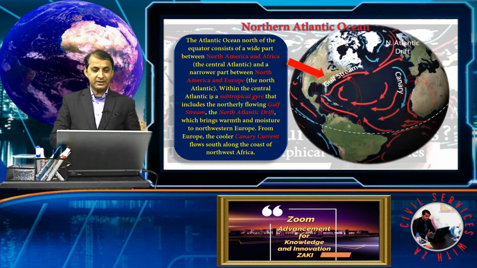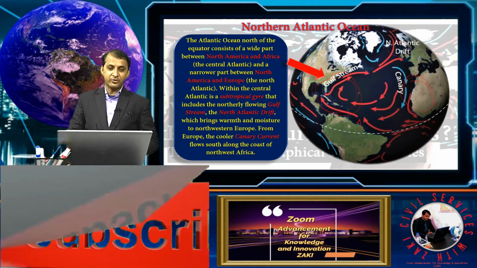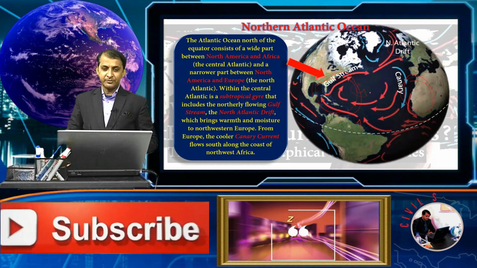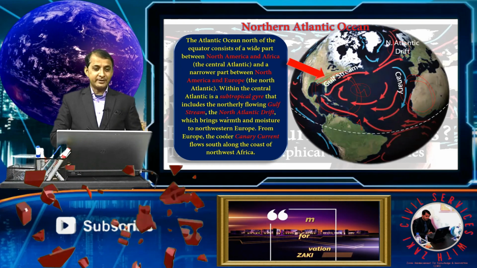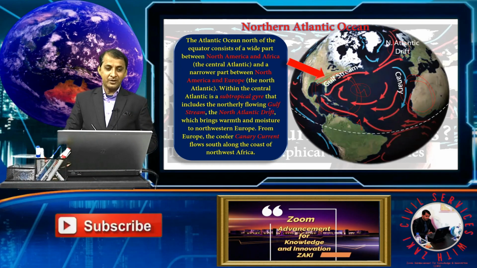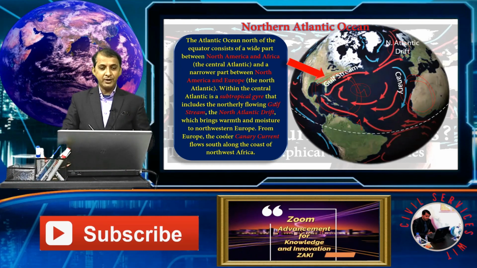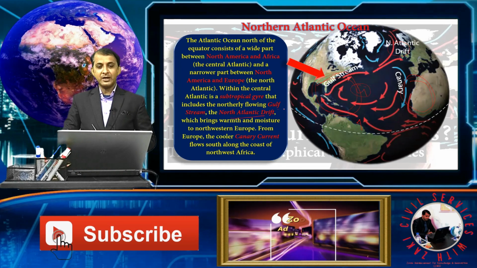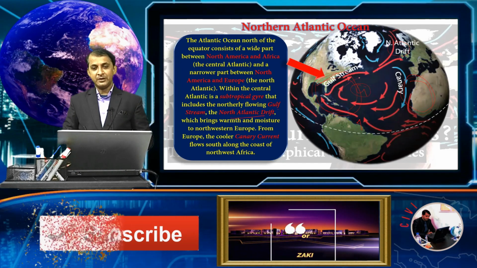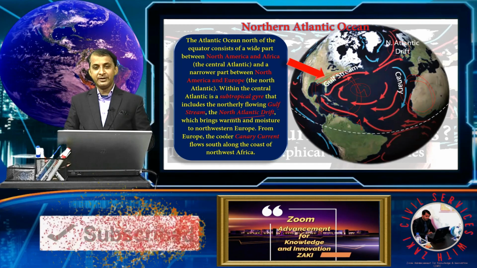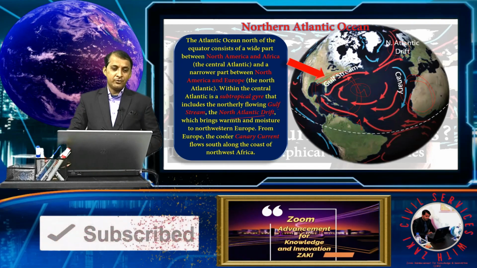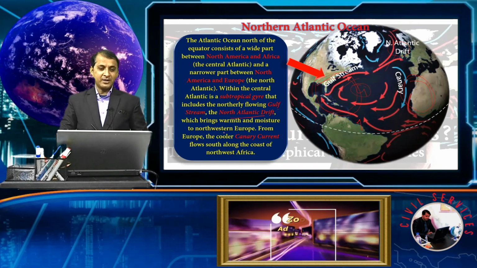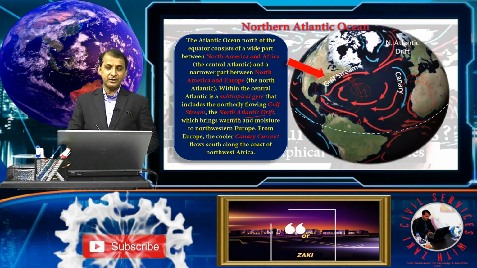Within the central Atlantic, there are subtropical gyres. These are the subtropical gyres, and that includes the northward-flowing Gulf Stream and North Atlantic Drift. So this Gulf Stream, North Atlantic Drift, brings warmth and moisture to northwestern Europe.